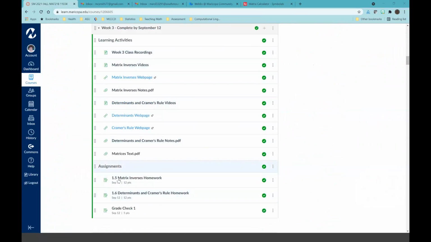We have 2 sets of homework, one on inverses and this one on determinants and Cramer's rule. I am going to be using this determinants and Cramer's rule notes right here. This is what I'm going to be working off of. Just to let you know in advance, there's not a whole lot of new material here. It's yet another method of solving systems of equations.